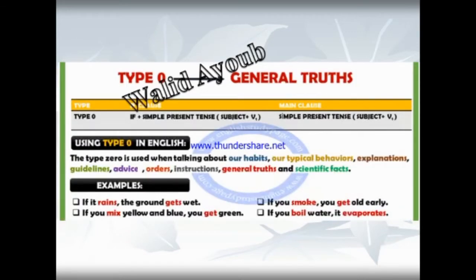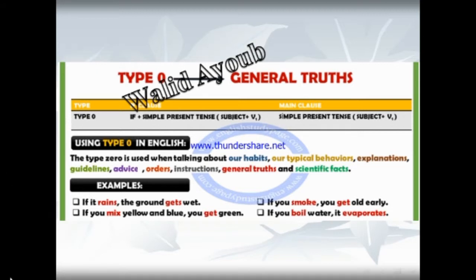Conditional sentences of type 0 are used mainly to talk about habits and facts. Example: if it rains, the ground gets wet. Notice that the simple present is used in both clauses. Similarly, if you mix yellow and blue, you get green.